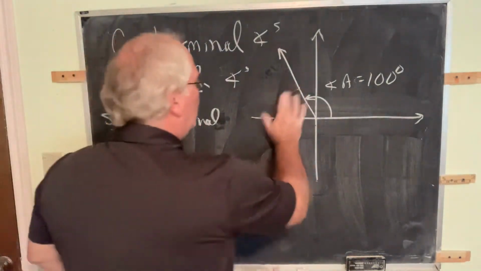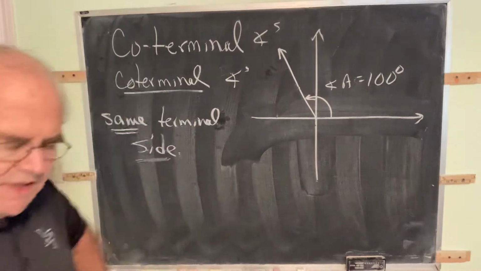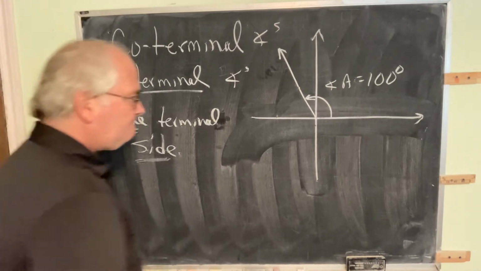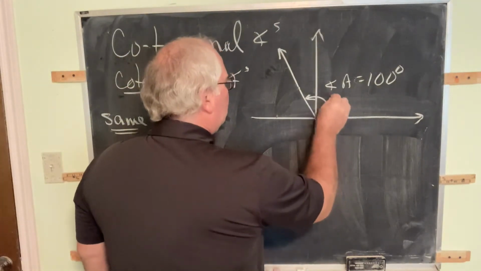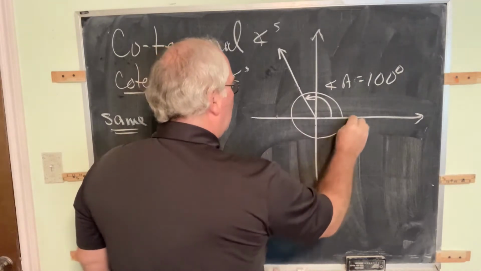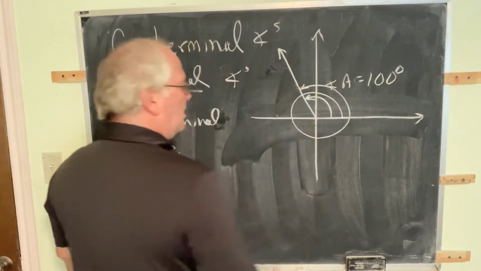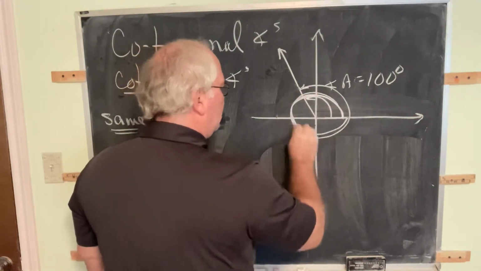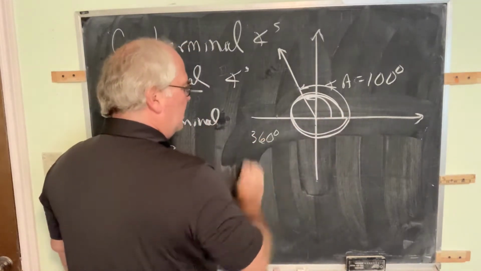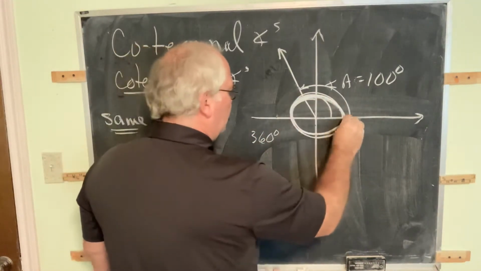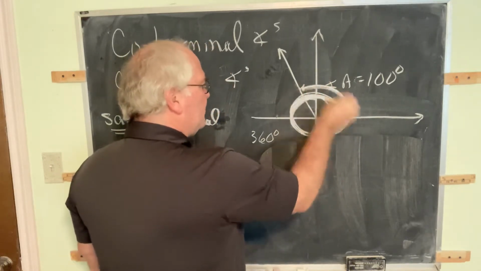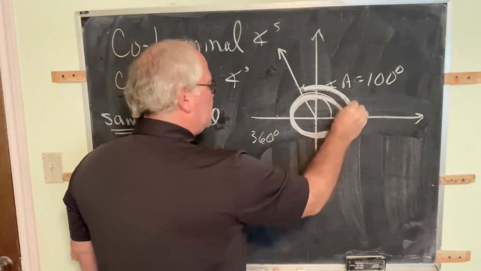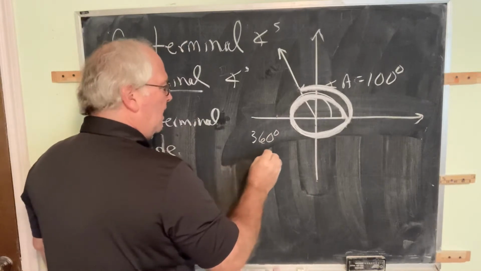So, what we may do is something like this. Here's one way to think of coterminal angles. Multiple revolutions. One revolution and then a little bit more. So one complete revolution, right? One complete revolution would be 360 degrees. So that's my one complete revolution. And then the next 100 degrees. So that's 360 plus an extra 100, right?